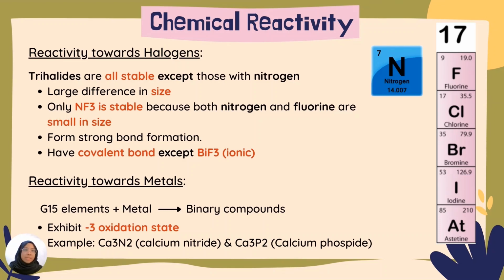So the last one is the reactivity of group 15 elements towards metals. When group 15 elements react with metals, they will form binary compounds. All of the group 15 elements exhibit a -3 oxidation state in these binary compounds. As you can see here, for example, calcium nitride and also calcium phosphide.